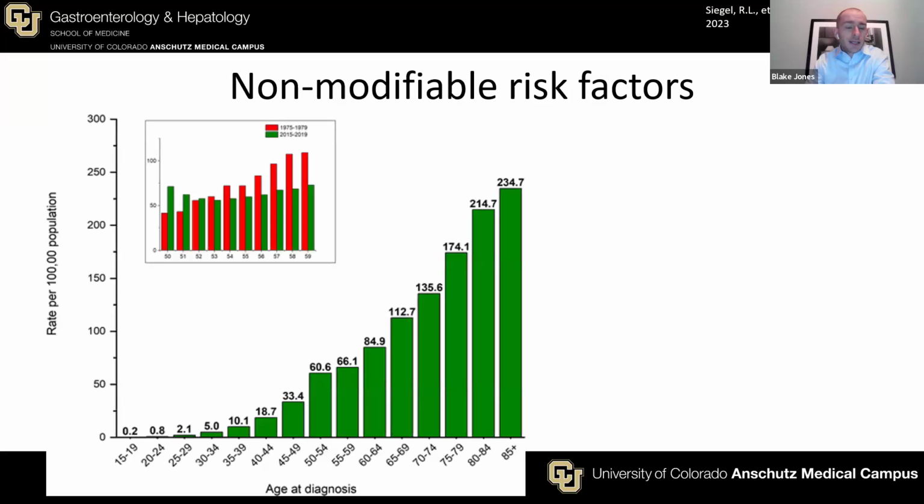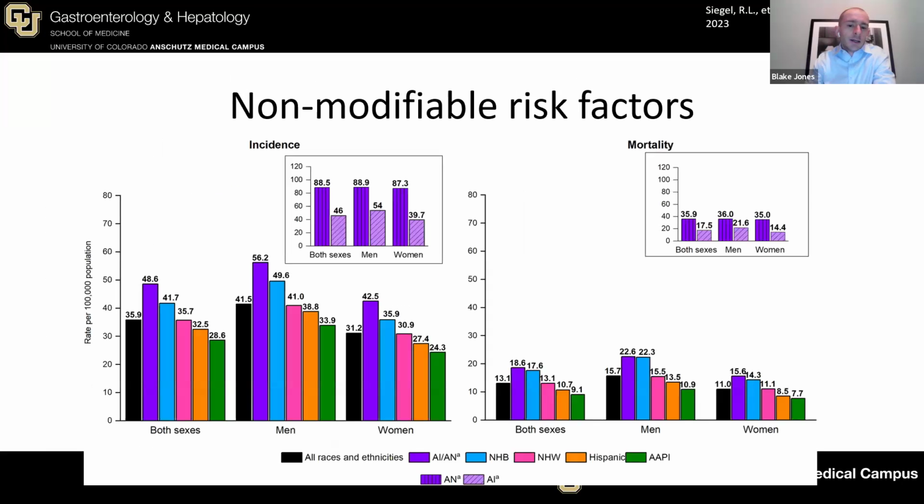So obviously age is one of them. The incidence of colorectal cancer increases dramatically as patients age. That's not going to be a surprise to anyone. Additional non-modifiable risk factors: Black patients and American Indian and Alaskan Native patients have the highest risk relative to the general population, both in incidence and mortality. And then men are at higher risk than women in terms of both incidence and mortality in colorectal cancer.